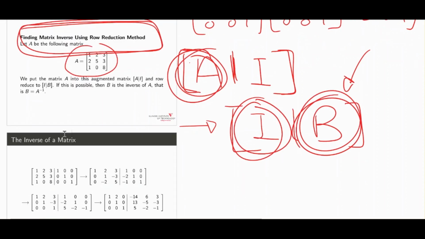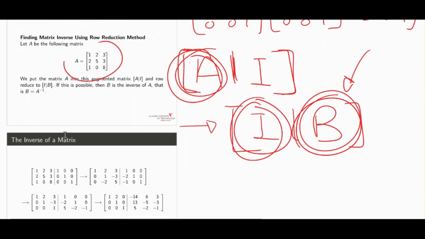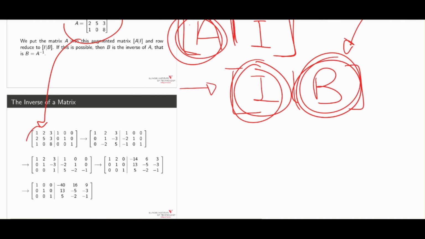So for example, you have this 3 by 3 matrix. Let's put it right here. That's your 3 by 3 matrix A, and that's your identity matrix, obviously. And let's do row operations to kill off these numbers, and so on and so forth.